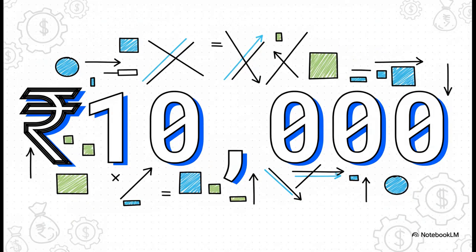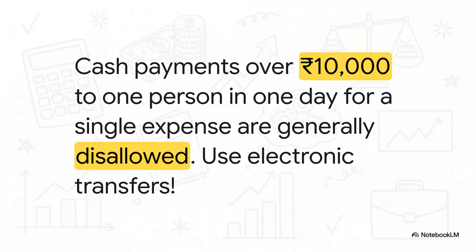Okay, remember this number, 10,000. It's such a perfect example of how detailed these tax rules can get, and honestly, it's one that trips up a lot of people. And here's why it matters. If you pay a supplier more than 10,000 rupees in cash in one day, that entire expense gets disallowed. You have to add it all back. Why? Because the government really wants a paper trail. They want to see transactions happening through the banking system. So if it's not a check or a bank transfer, you could lose the deduction.